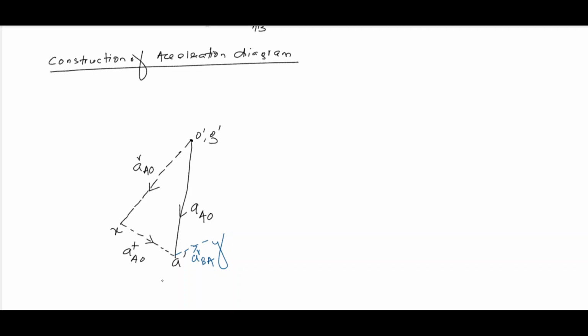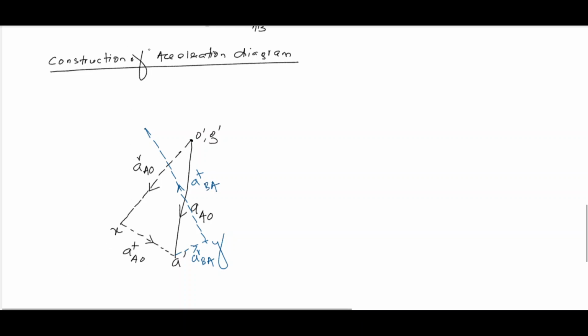So we'll find y. Now from point y, draw a line perpendicular to the connecting rod, whose magnitude we don't know. We know the direction only, which is perpendicular to the connecting rod. So draw it here. This represents the tangential component of BA.